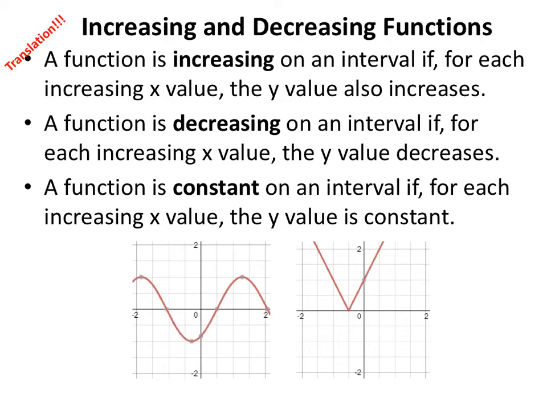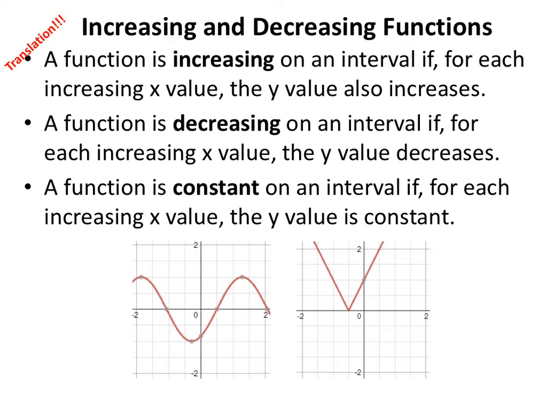Now, a function is decreasing on an interval if, for each increasing x value, or as x moves to the right, the y value decreases, sorry. So if we're moving x to the right, y should be decreasing or going down, okay? And on this graph here, it happens from the top of the hill to the bottom of the valley. On this graph here, it happens from negative infinity to negative 1 for x. So we always give our increasing or decreasing in terms of x.